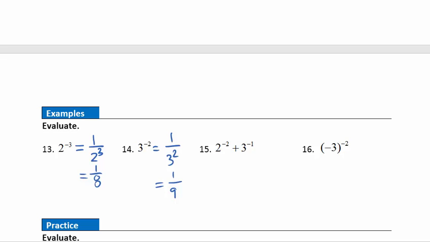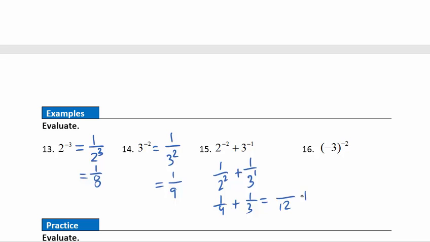Question 15, I have 2 negative exponents here. So I'm going to get rid of this negative exponent first. So that would look like this, 1 over 2 squared plus, now when I get rid of this negative exponent, that's just going to be 1 over 3 to the first power. Now let's go ahead and figure out what these denominators are. So really this first one is going to be 1/4, and the second one here is really just going to be 1/3. So what I want to do now is get a common denominator to add these fractions together.